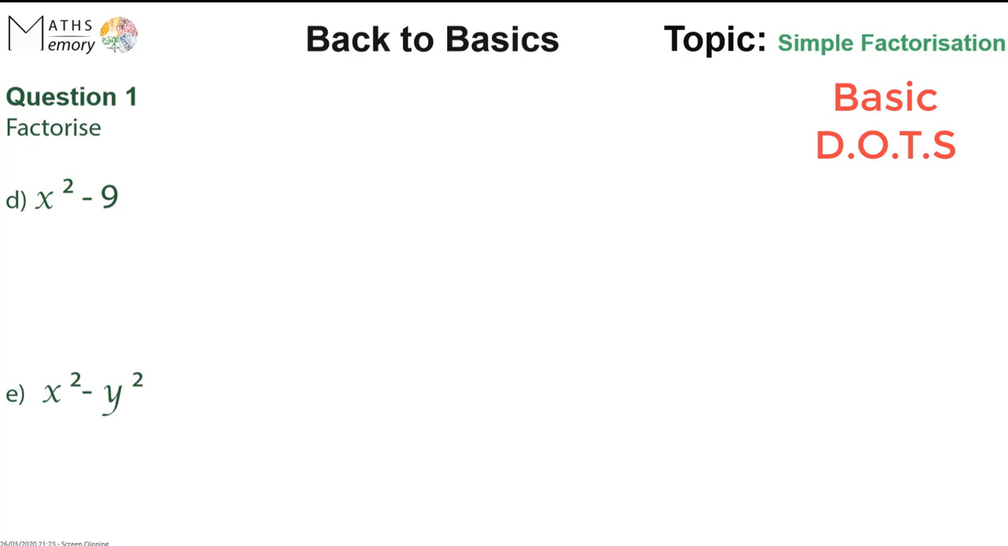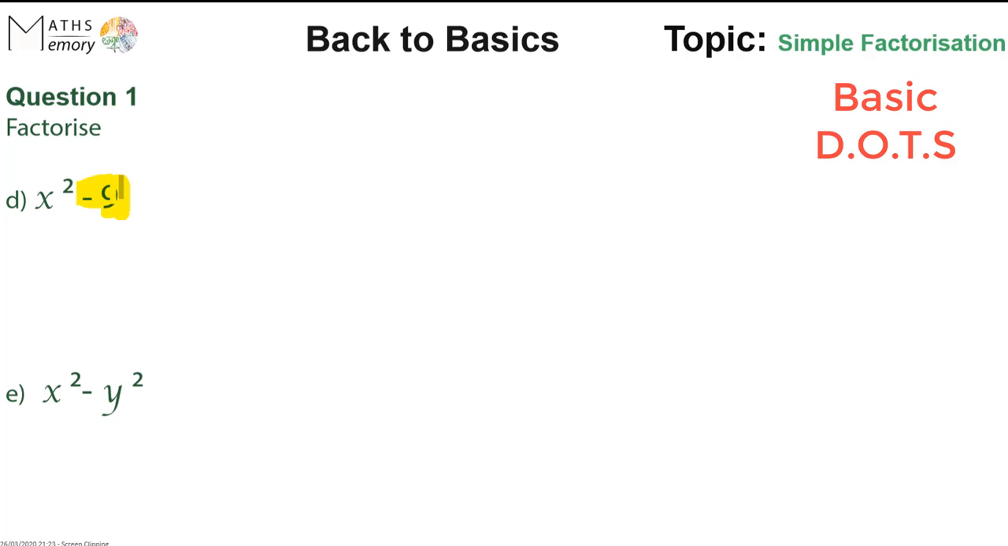So in these questions, we're dealing with something called a DOTS, a difference of 2 squares. That's what they stand for. And how do we know it's difference of 2 squares? Well, the first thing you need to identify when you see an expression like this is a square number at the end, and a minus as well.